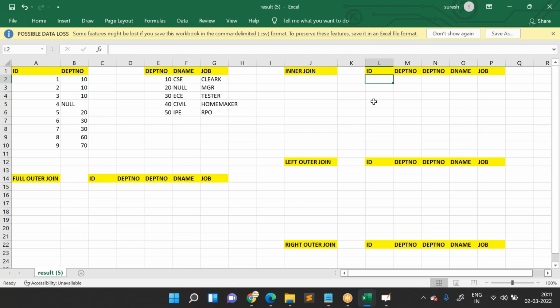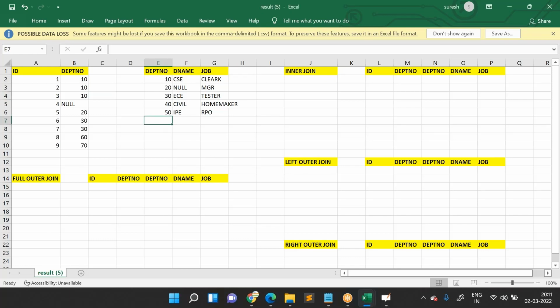So now tell me, one person who is going to share the output for inner join. First of all, how many records are we going to get through inner join? 6 records. So 10 multiplying 3 times, 20 multiplying 1 time, 30 multiplying 2 times. That is 6. 100% correct.